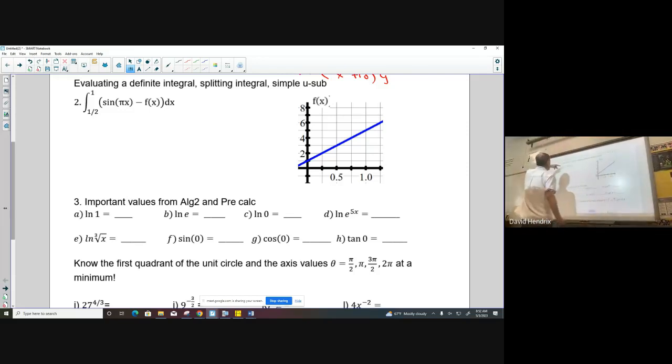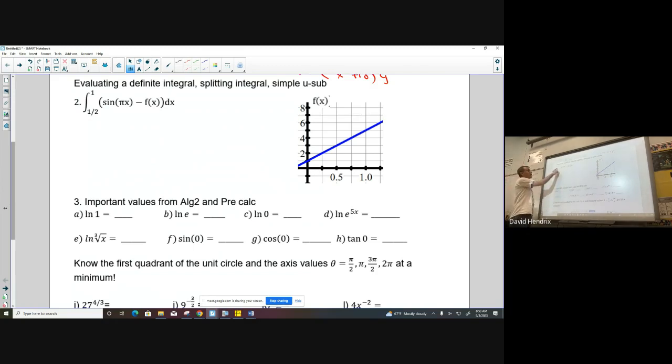All right, so in this one, I'm kind of getting at a couple ideas: evaluating a definite integral, splitting an integral, and using a simple u-sub, okay? As you noticed when y'all did the practice AP exam, there were lots of simple u-subs out there. If you don't think about those inside functions, you're gonna miss a lot of points on the AP test.